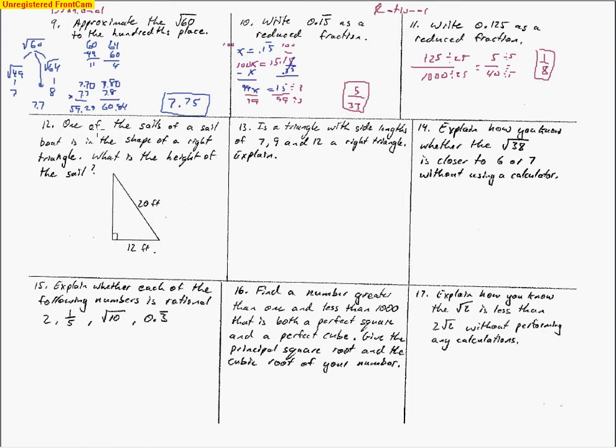Well, here it says one of the sails of a sailboat is in the shape of a right triangle, and we're supposed to find the height of the sail.